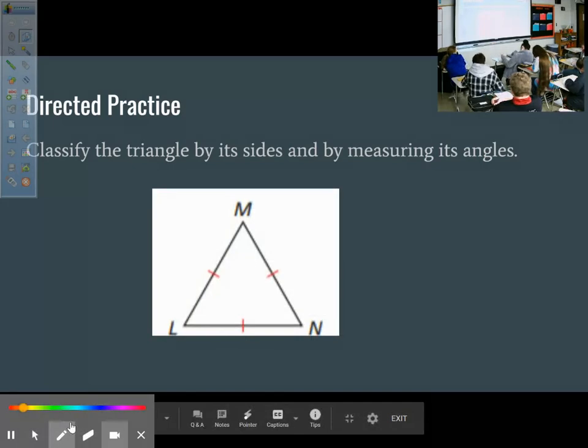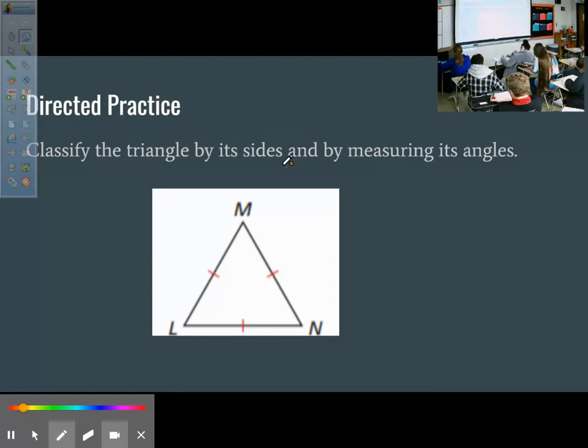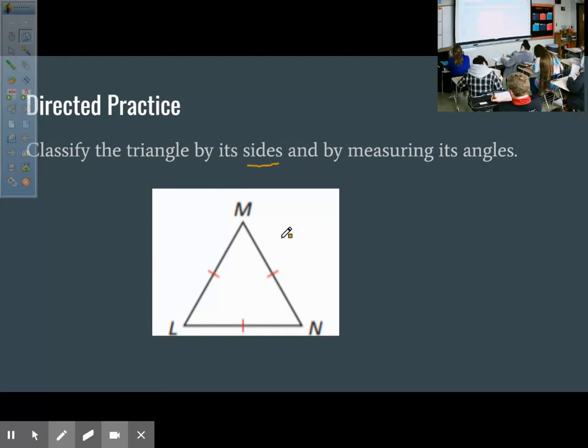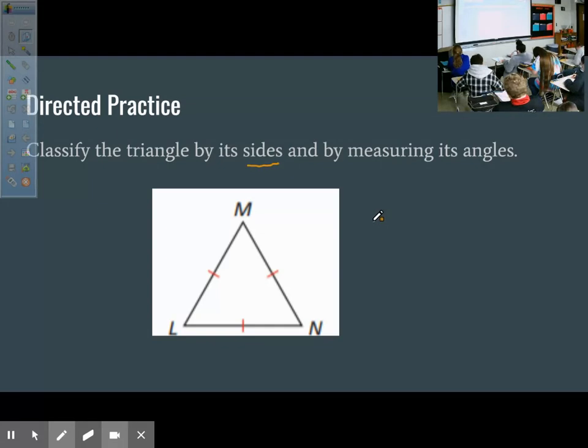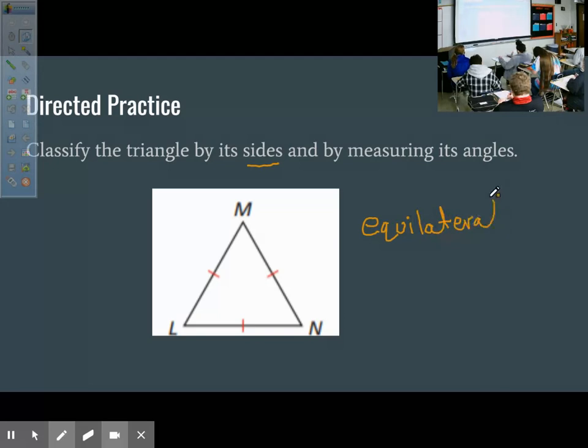All right, here's the next one. Owen, what do you notice about the sides of this triangle? They are all the same. Okay, so since they're all three congruent, what would that make it? Equilateral. Or you could say isosceles. So I would accept either isosceles or equilateral. Big Ideas would probably only take equilateral, but I would accept either.